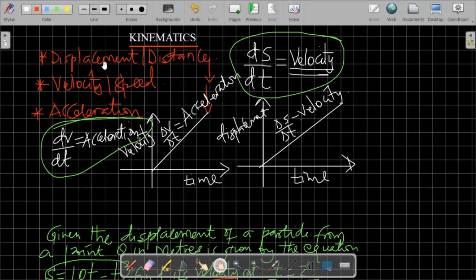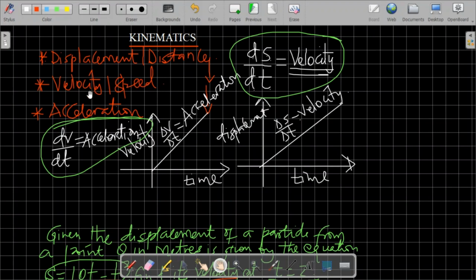For example, if you walk from a certain point 100 meters away, and then you come back to the same point, your displacement is zero because you have gone for 100 meters and then you've come back for 100 meters. So that means in total, the total displacement is zero, 100 minus 100. But for the distance, you will have gone 100 meters and come back 100 meters. So that means that the total distance covered there is 200 meters.